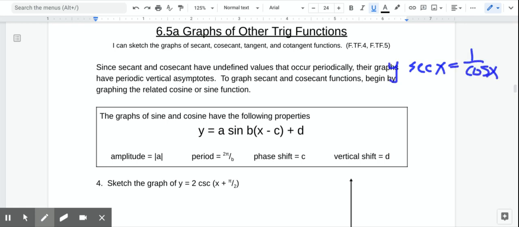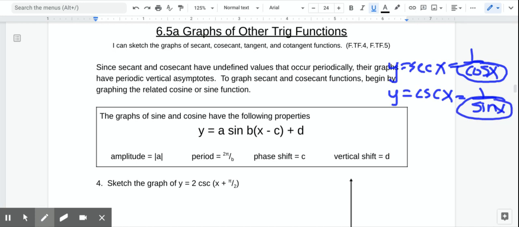So if that's our function that we're trying to graph, notice that anytime this is equal to 0, you're going to have a vertical asymptote. And the same thing is going to happen with cosecant. Cosecant is 1 over sine. So anytime that this value is 0, you're going to have a vertical asymptote. So secant and cosecant have undefined values that occur periodically. Okay, so they're going to have periodic vertical asymptotes that just keep happening.